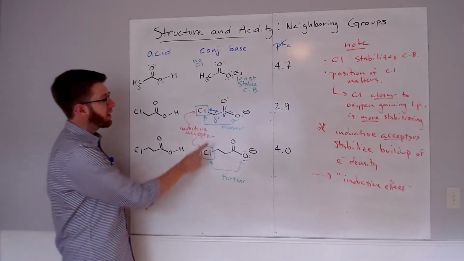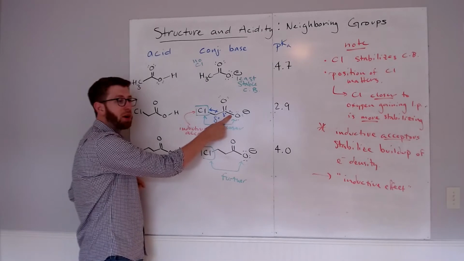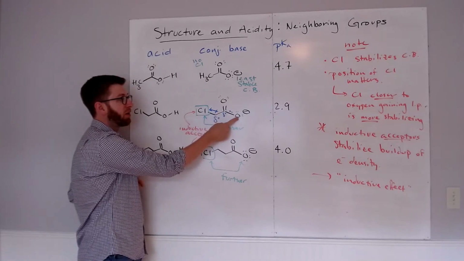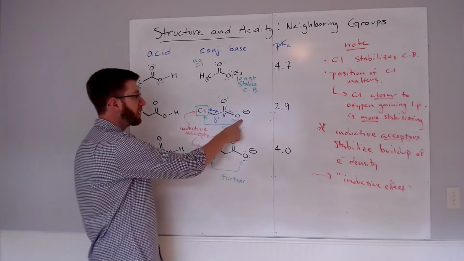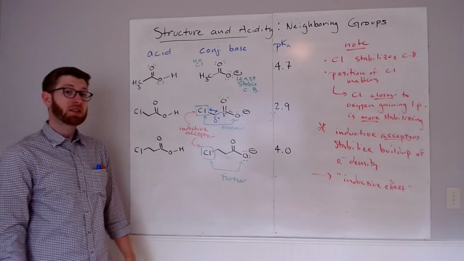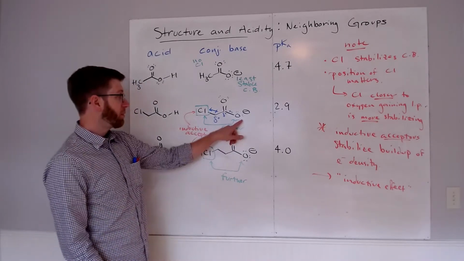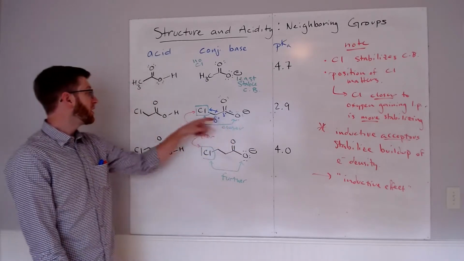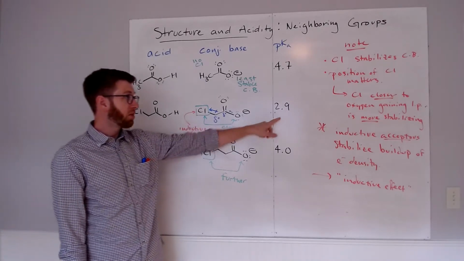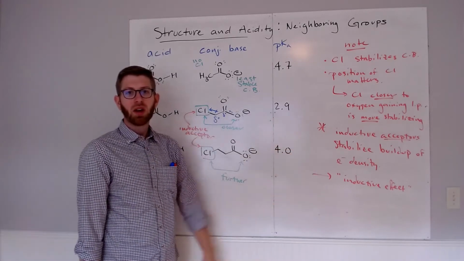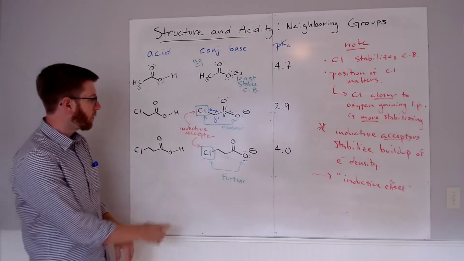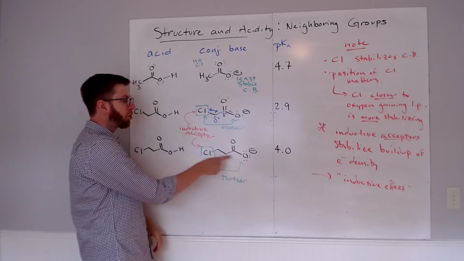This inductive acceptor takes the electrons in that C-O bond and moves them a little further away from the oxygen. Well, that relieves some of the electron repulsion at the oxygen and stabilizes the conjugate base. So as we stabilize the conjugate base, we know that the acidity of the corresponding acid should increase, and that's what we see.